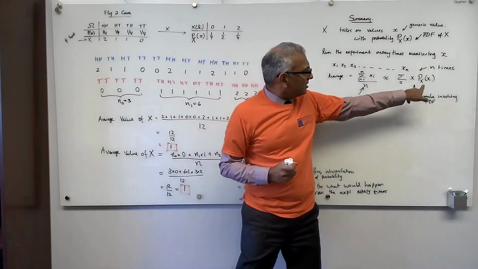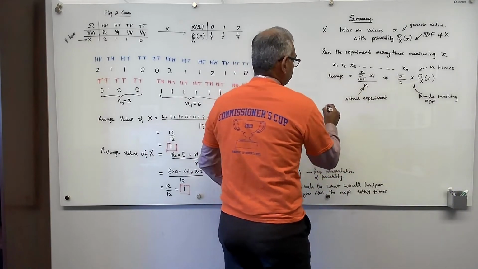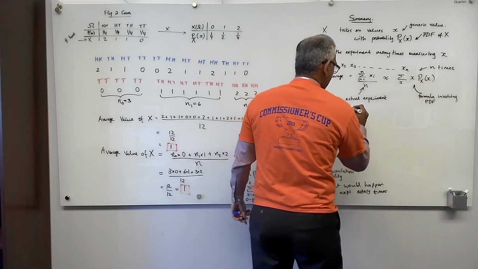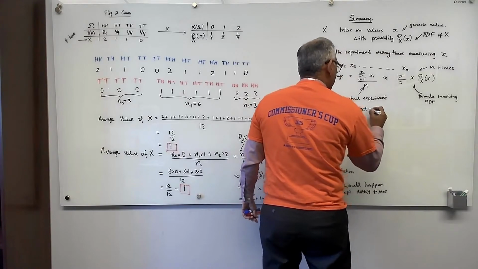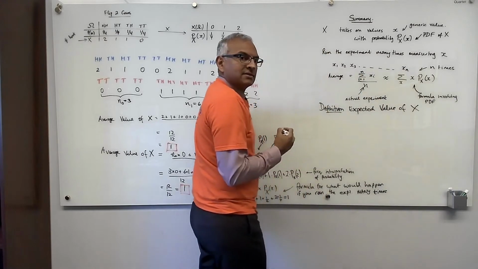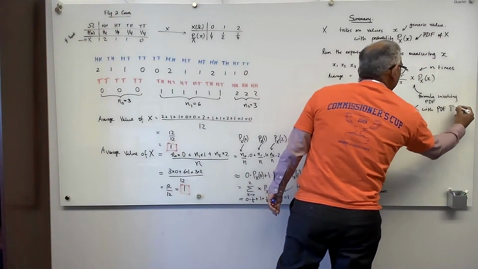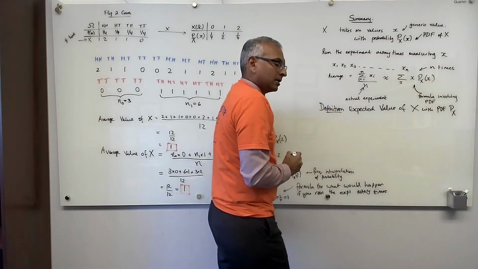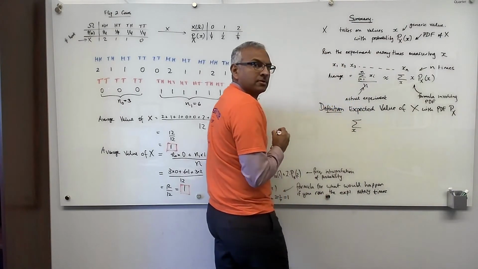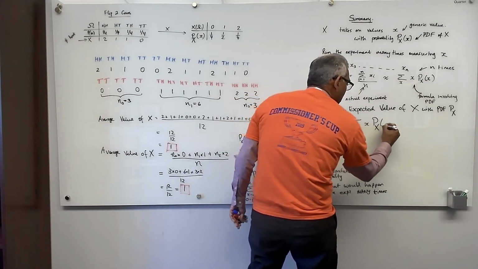And so we define this formula as the expected value of the random variable. So, definition. The expected value of the random variable x with PDF p sub x is the sum over all the possible values of the value that it could take on times the probability of taking on that value.